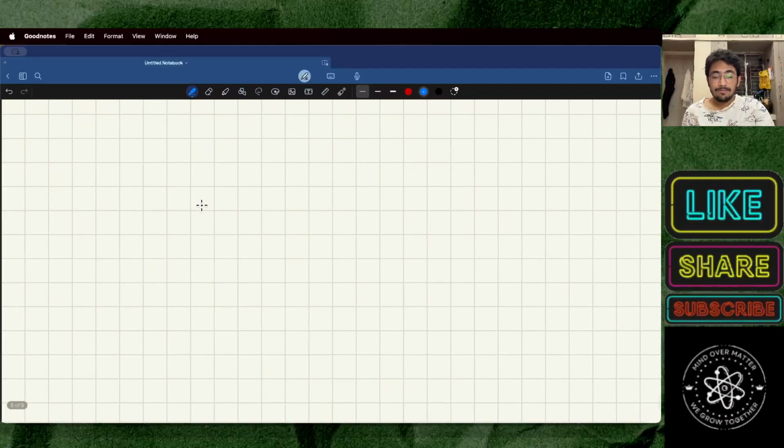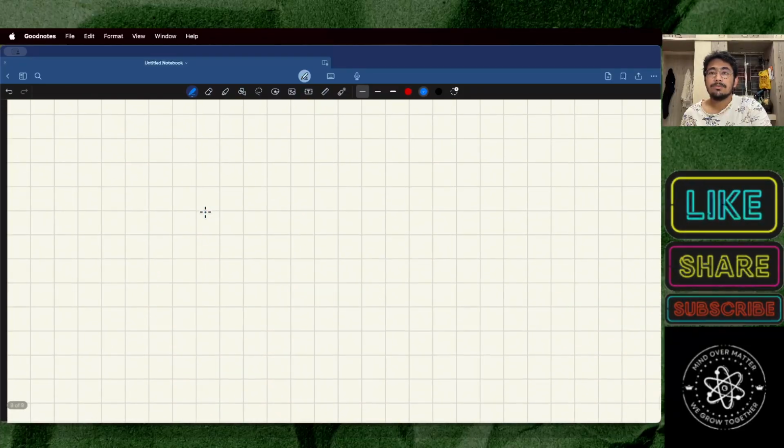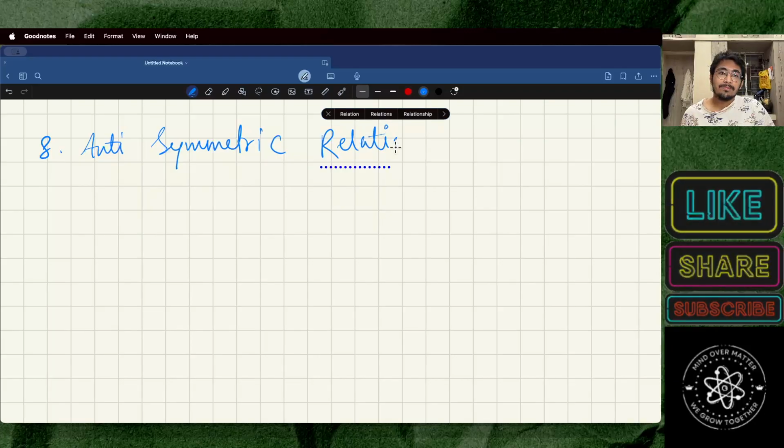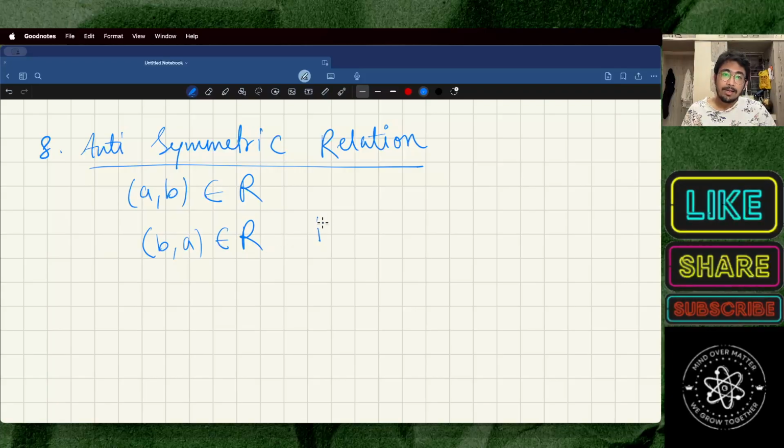Okay, so now the final one. Sorry, I forgot the numbering once again. It's 7, so after 7 it's 8. The antisymmetric relation. Sorry, not matrix, relation, my bad. Antisymmetric relation. It says that if A comma B is an element of R, then B comma A is also an element of R if and only if A is equal to B.